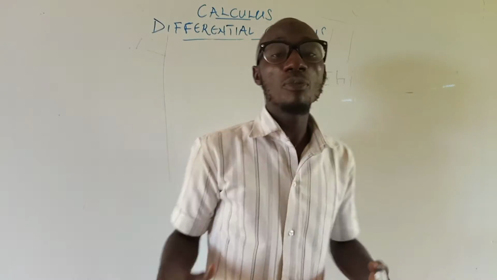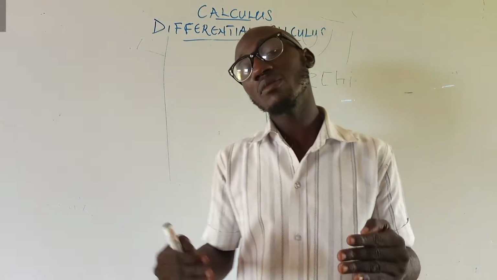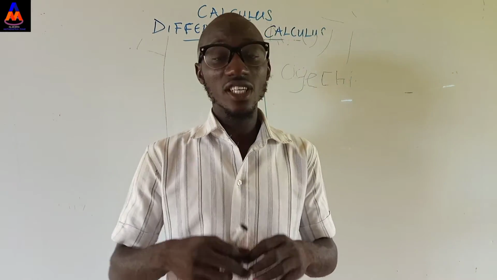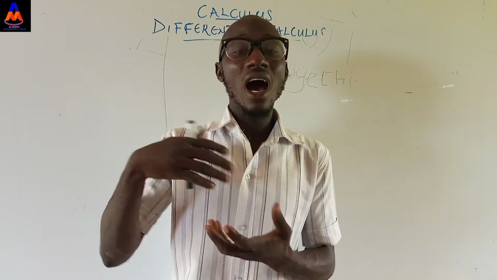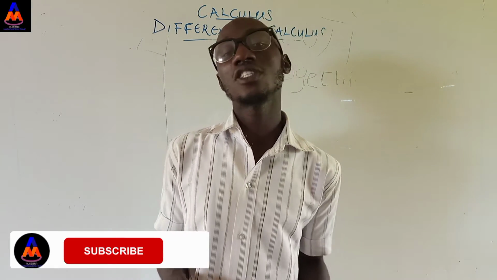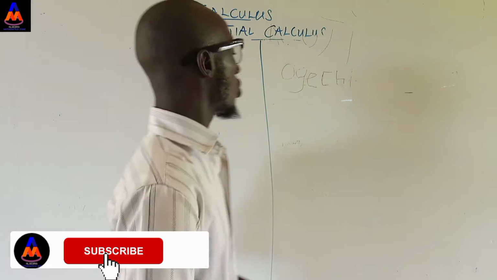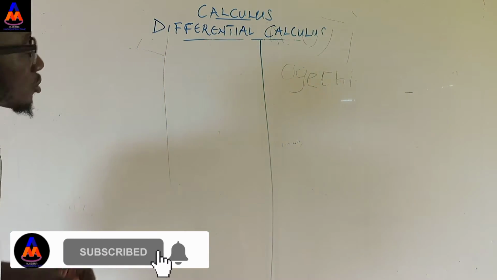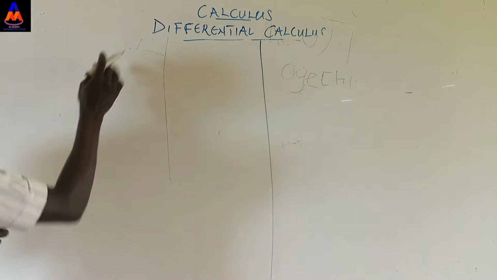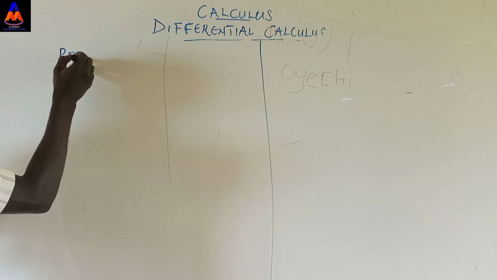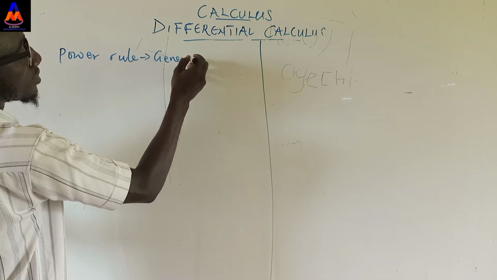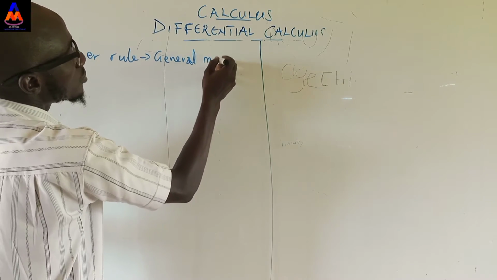Now, the first principle approach serves as the basic or fundamental method of solving differential calculus. So we can have a general representation of how to deal with any question that you have to solve using the differential calculus principle. The general method or approach to deal with differentiation of any function is called the power rule. The power rule is a general method.